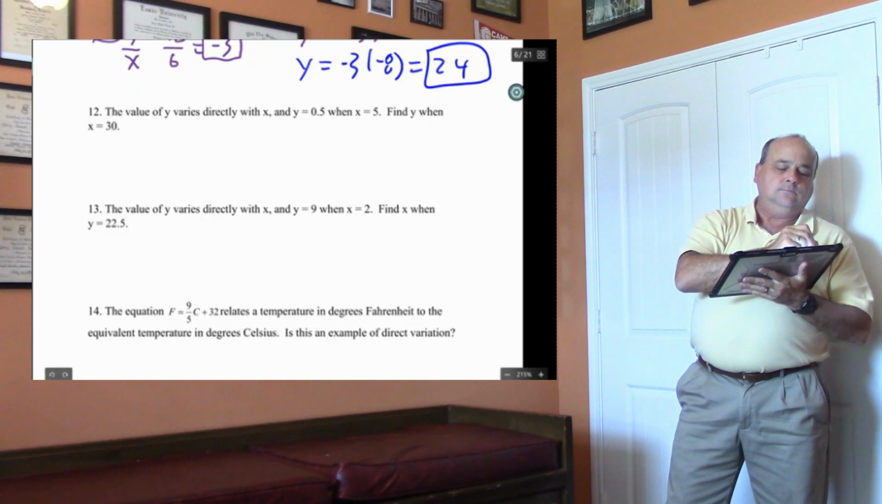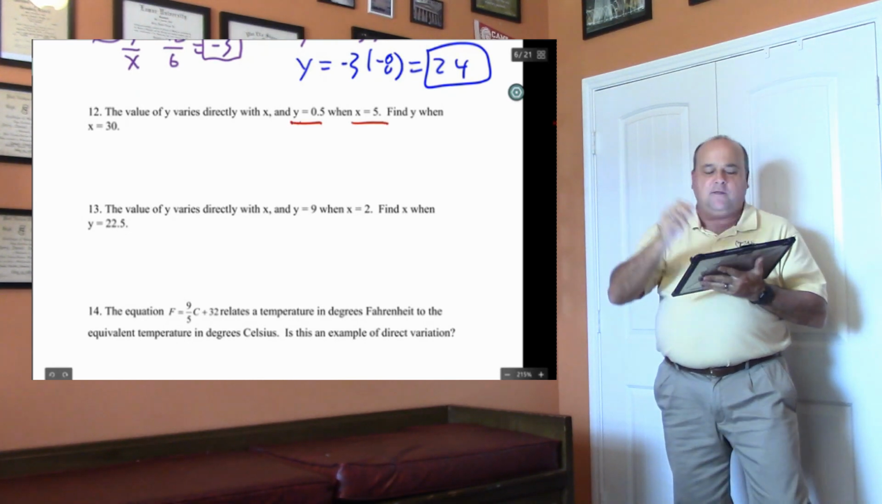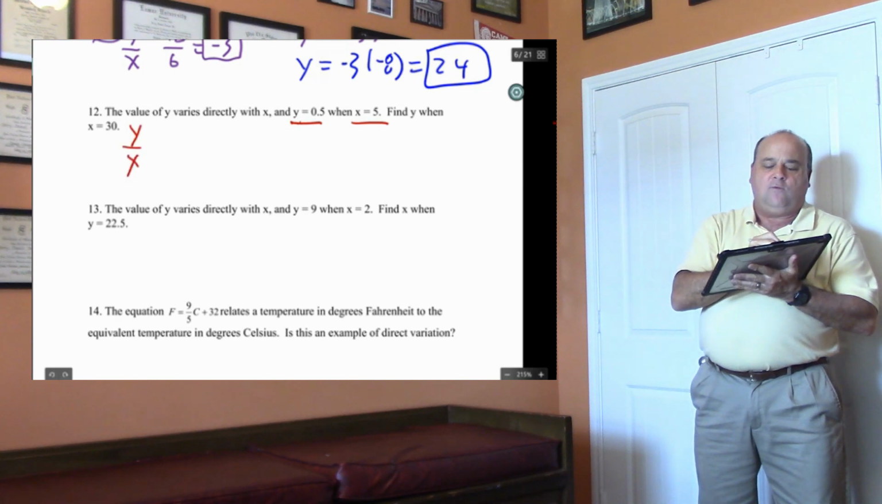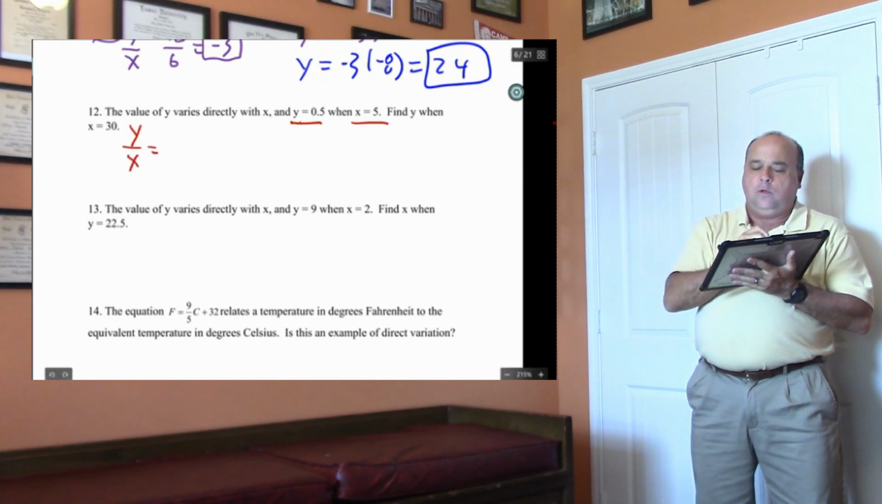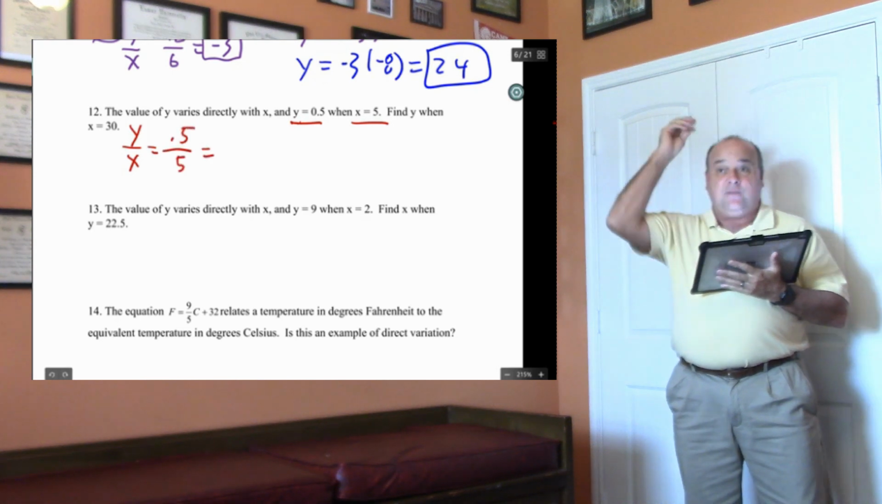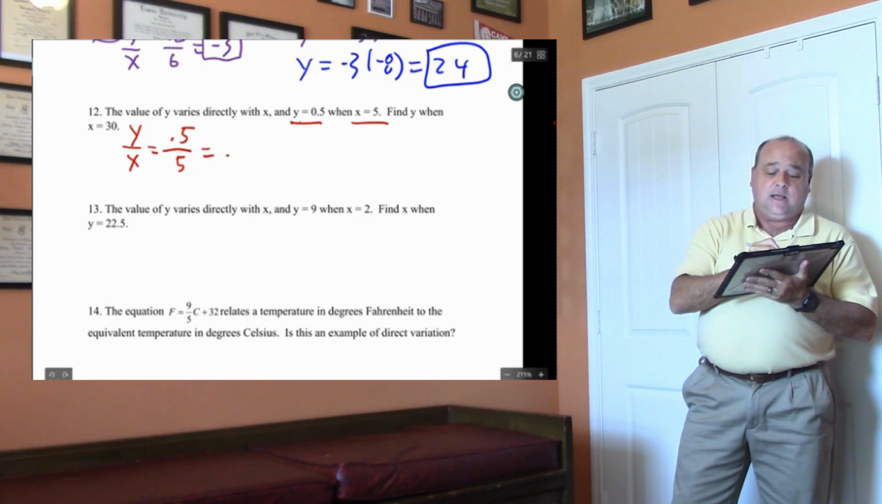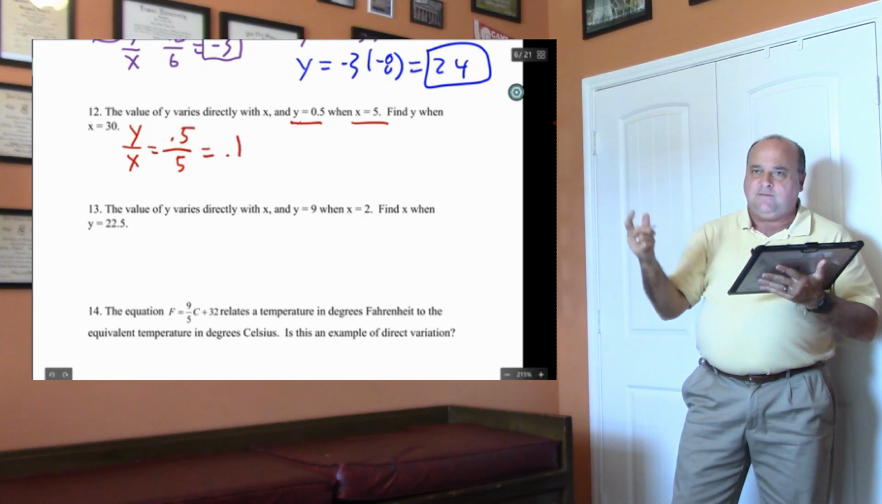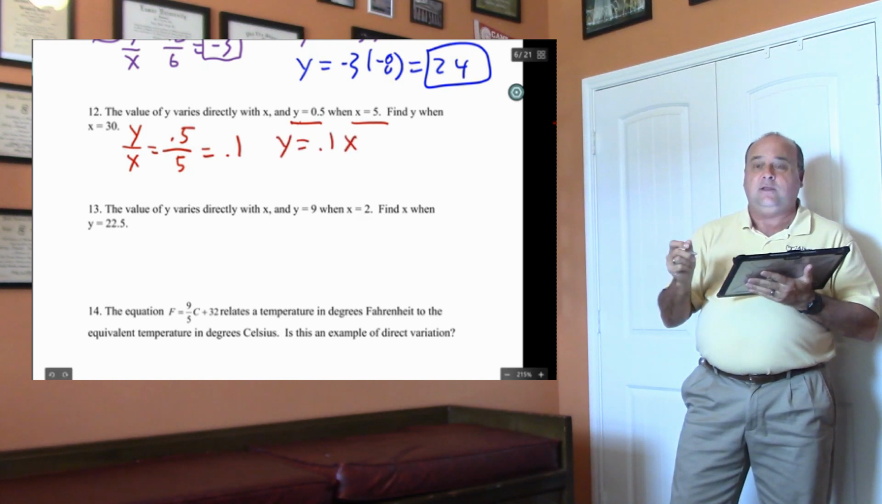Let's keep going. Okay, on this one, y is 0.5 and x is 5. Just plug it into the calculator. So write down y over x. Always put the y over x. And then put 0.5 over 5. You're going to divide that. 0.5 divided by 5. If you do that, you get a 10th, 0.1. We're going to leave that as a decimal. So y equals 0.1x or a 10th of x.